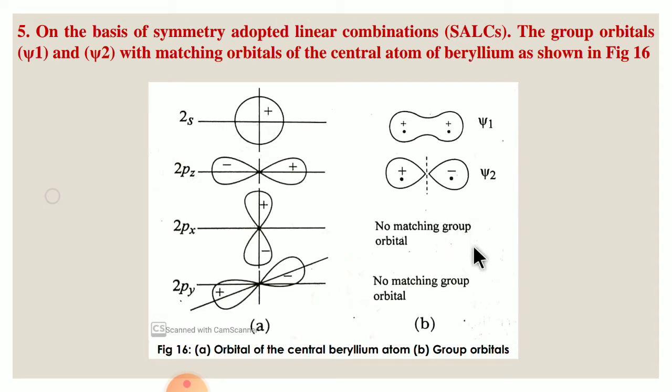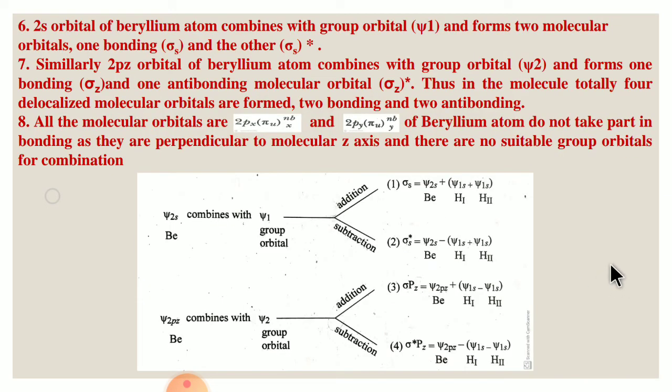So in A and B there are matching symmetrical orbitals. Psi1 is combined with the 2s atomic orbital of beryllium, and the Psi2 ligand group orbital is combined with the 2pz atomic orbital of the beryllium atom. But there are no matching group orbitals for the 2px and 2py atomic orbitals of beryllium. The same point is given here.